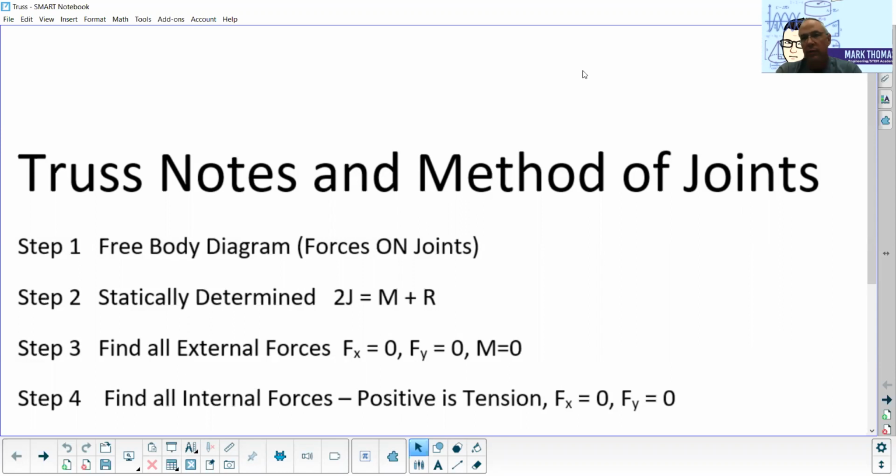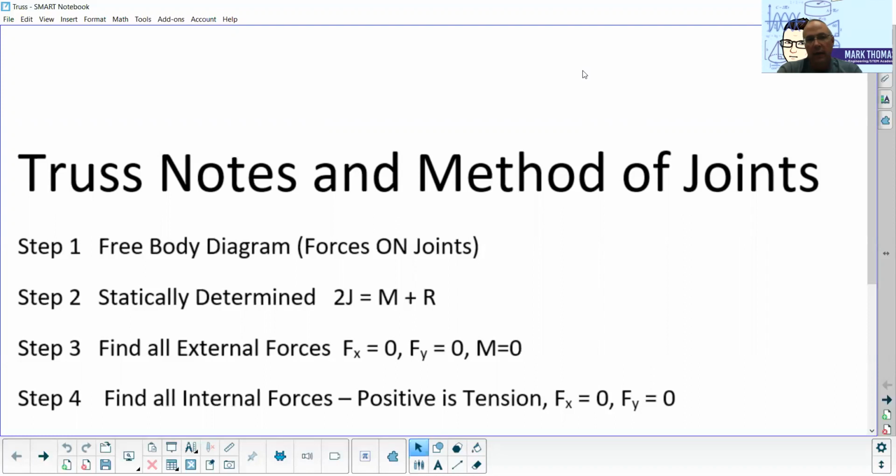I'm going to go through what I think are some better simplified steps on how to solve the method of joints. There are other versions that you could use where you're actually looking at it from the member's perspective, but this is actually from the joints perspective. So I have four broad steps here that we'll dive into in just a minute.